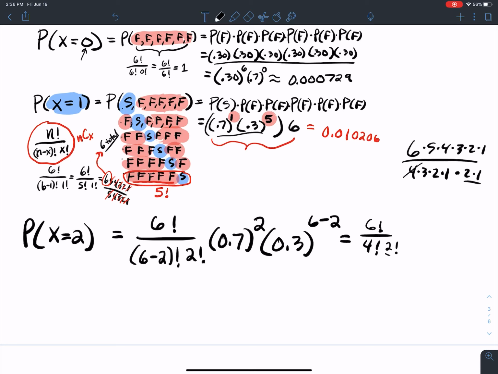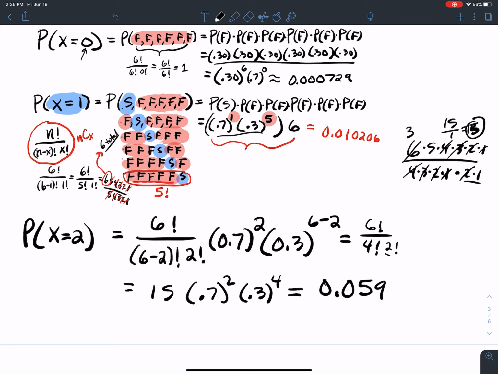I'm going to cancel the 4s, the 3s, the 2s, and the 1s. And I can actually cancel that 2 with that 6. And so what do I have? I got 15 over 1, which is 15. Okay? So this is 15 times 0.7 squared times 0.3 to the 4th. I'm going to type that in my calculator. I'm going to get 0.059535. Okay, so that's how you would use the formula, with the number of 2 successes.